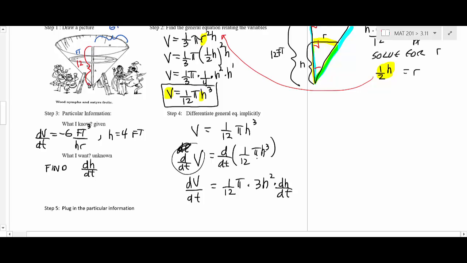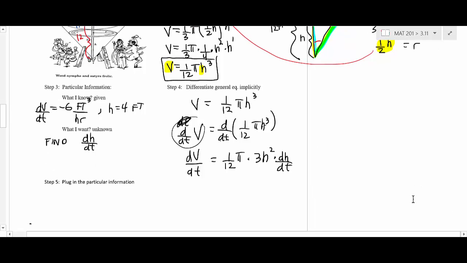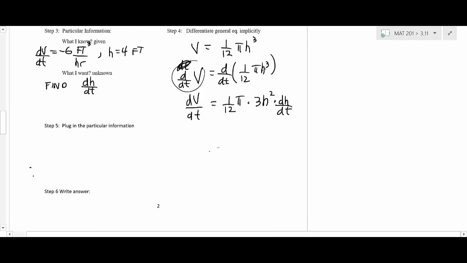And after all, what are we trying to find? We're trying to find dH over dt. So it's got to be in your equation. It has to, right? Okay. So now what we need to do is we can now just sort of plug everything in. Now I'm going to go ahead and solve this for dH over dt. So I'm going to work on that a little bit before I plug everything in.